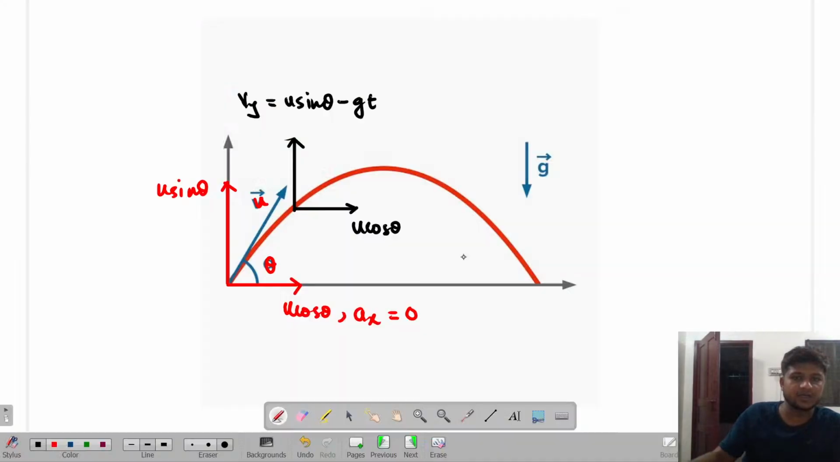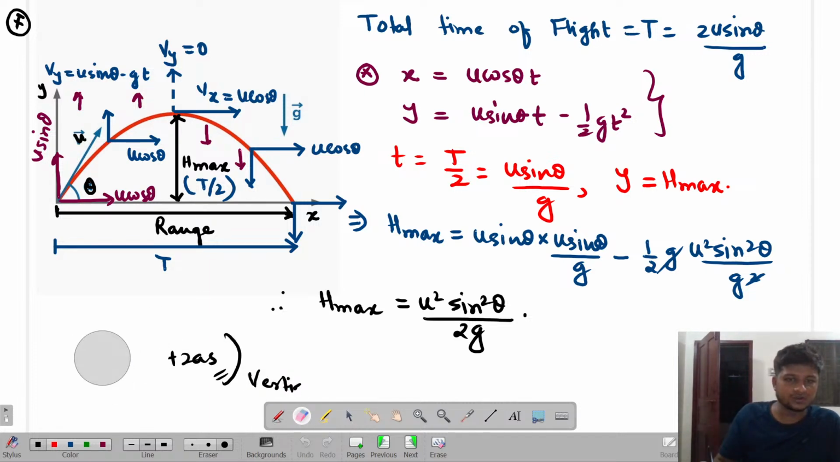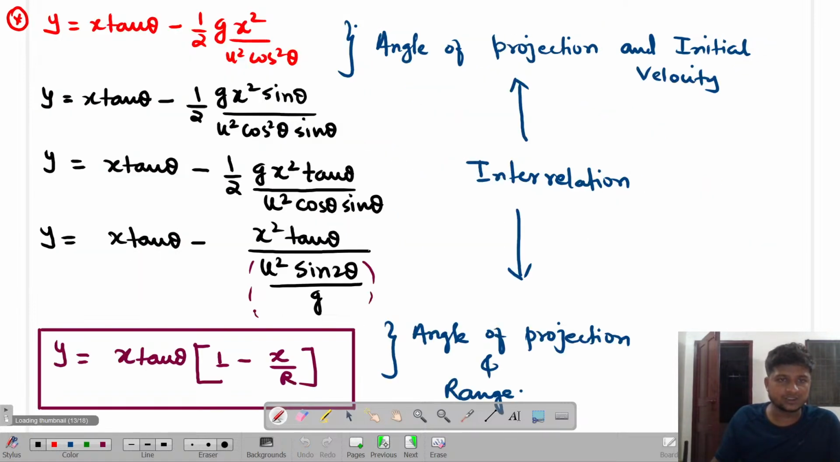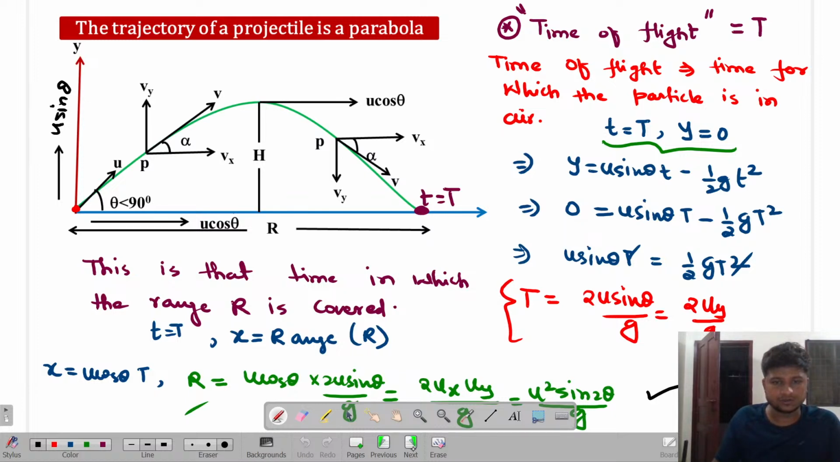So this is the factor. Remember that always this term, acceleration along horizontal is 0, acceleration along vertical is g meter per second square. Are you able to get me? Okay, please keep your mic down, others. Okay. So look over here. As I calculated h max, which is u square sin square theta upon 2g, we calculated range also. We calculated time of flight also.